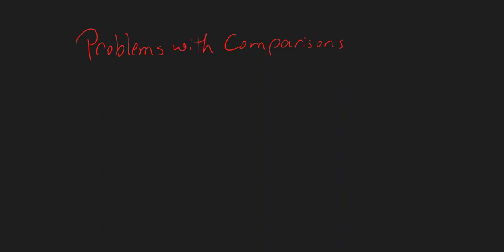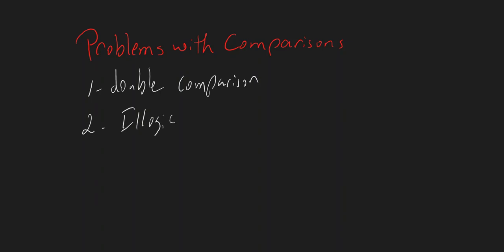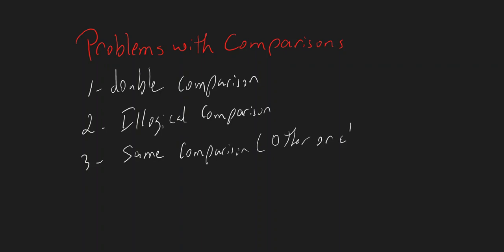Hello. In an earlier lesson, we discussed the importance of comparison. In this lesson, we're going to talk about problems in comparison. In particular, we're going to talk about three problems in comparison. The first problem is the double comparison. The second problem in comparison is the illogical comparison. And the third type of comparison is called the same comparison. Some call it other or else comparison. So we're going to talk about each one of these and how we can avoid this type of problem.